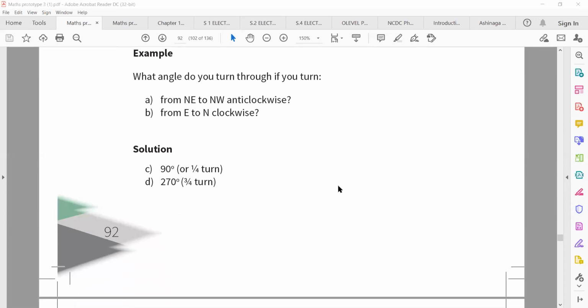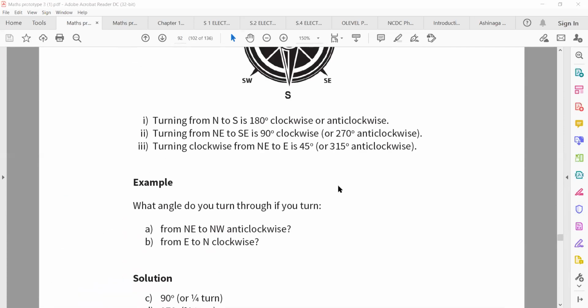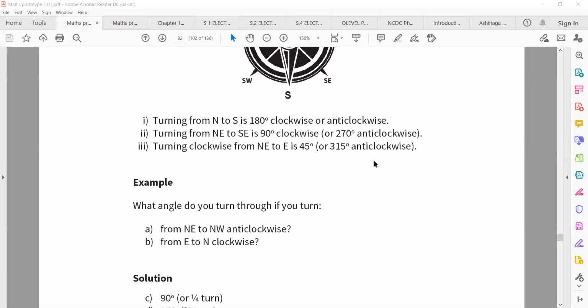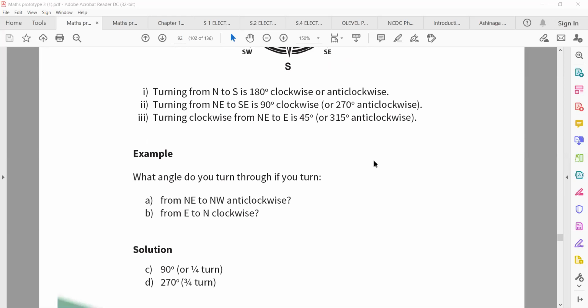What angle do you think you will turn through if you turn from northeast to northwest anti-clockwise? What angle do we expect to obtain if we turn from northeast to northwest anti-clockwise? We have Vanessa. It is 90 degrees. Very good, thank you, Vanessa.